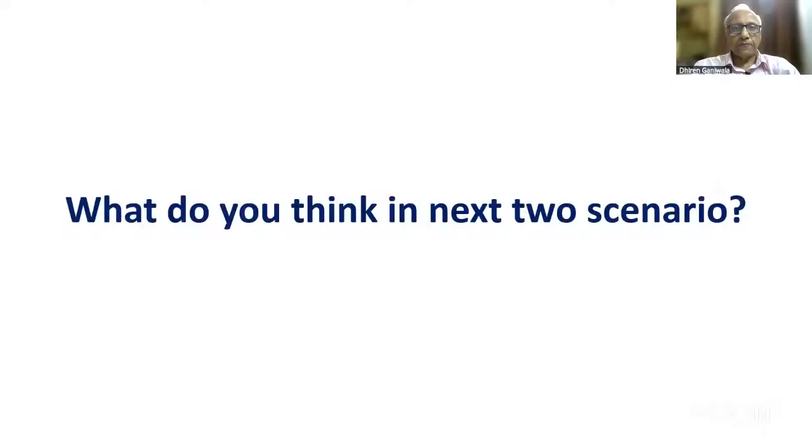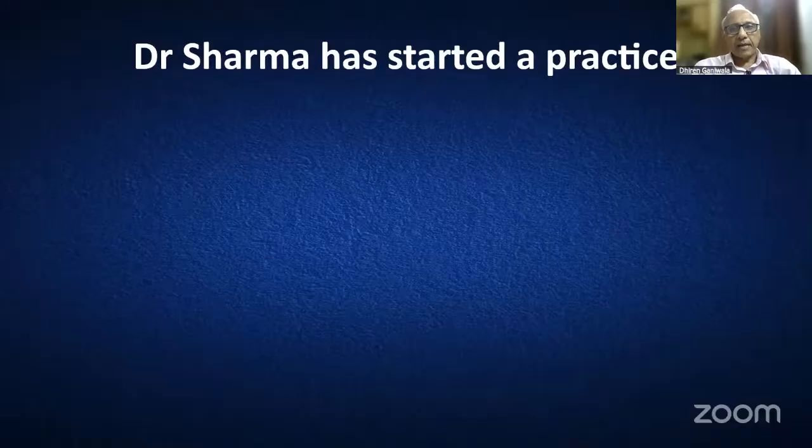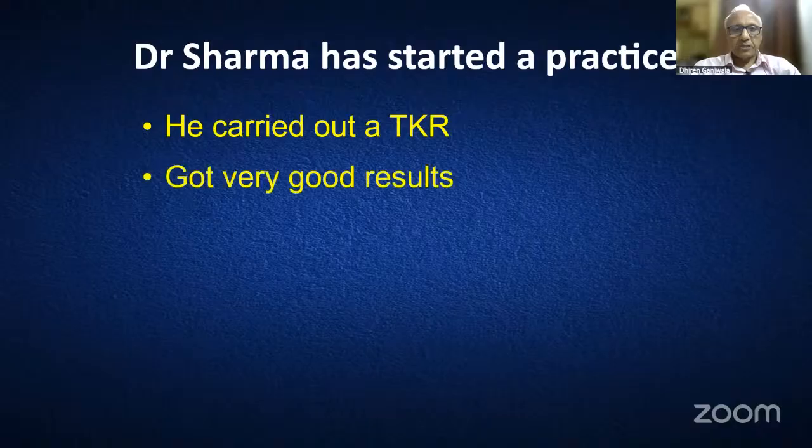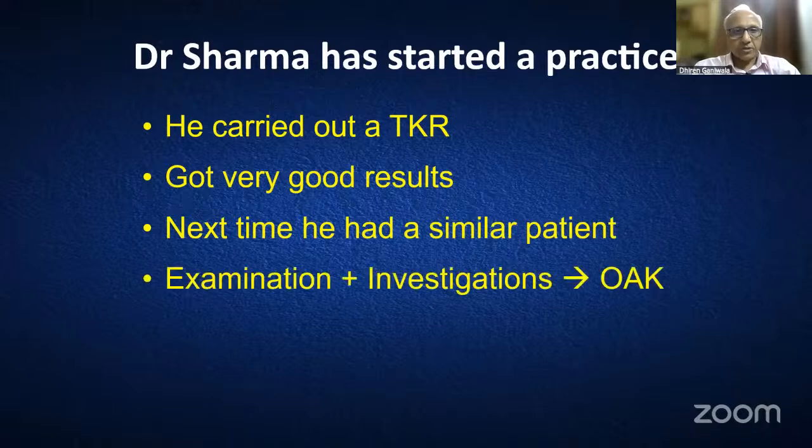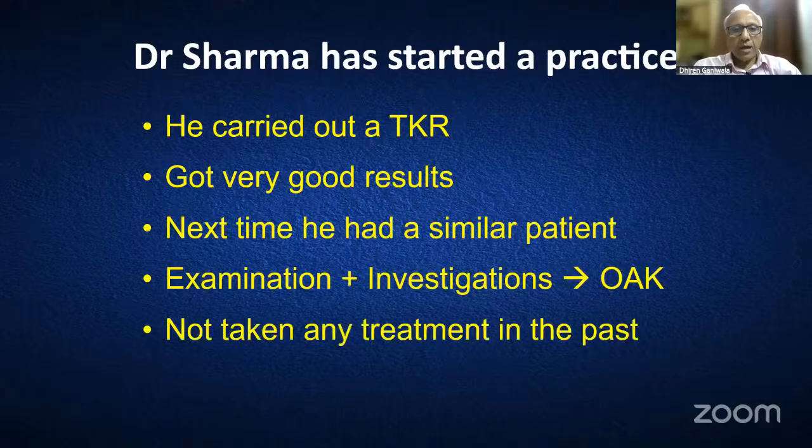Now let's see how it interferes in our practice. I'm going to give you 2 scenarios. The first: Dr. Sharma has started a practice. He carried out a total knee replacement and got a very good result. Next time he has a similar patient who has osteoarthrosis. He carried out examination, investigation, and came to the judgment that this is osteoarthrosis of the knee joint. However, this patient had not taken any treatment in the past. So instead of prescribing non-operative treatment to this patient, Dr. Sharma straightaway suggested TKR. Why? Because he had a good experience with the TKR in the patient whom he had operated. So he decided to go for TKR in this patient.